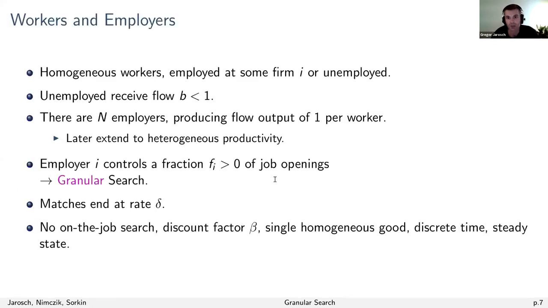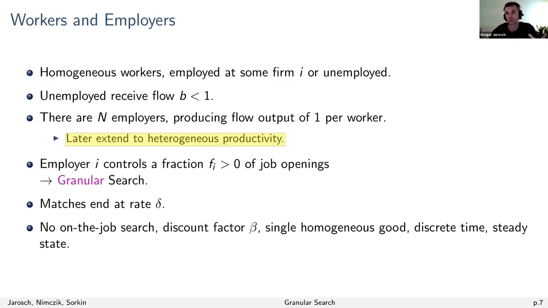Anyway, here's the setup. It's really a textbook model of a frictional labor market, Pissarides 101 with a twist or two. So there's homogeneous workers. They can be employed or unemployed. When they're unemployed, they receive some flow value that's less than the normalized flow value of output they produce when they work for a firm. We'll later have heterogeneous firms, but for now, firms are homogeneous as well.